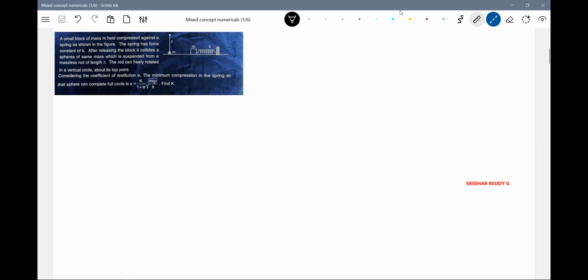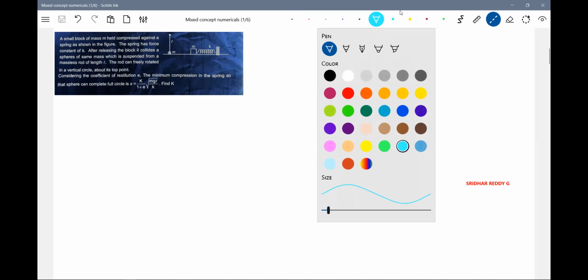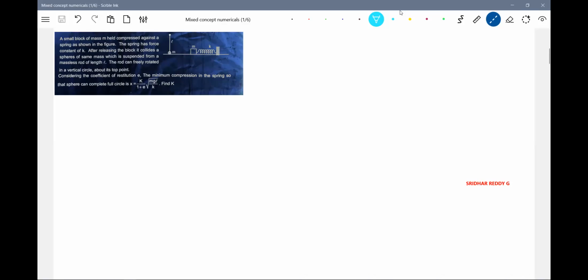I think the problem is something related to vertical circular motion. It should go and collide, and after collision, it should be able to rotate fully. Let's have small diagrams. This is a block. It is being compressed. So how much should it be compressed?